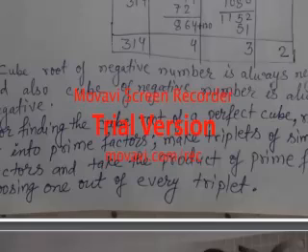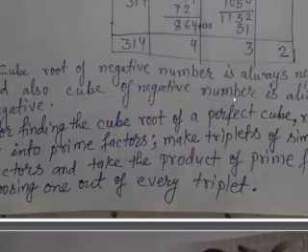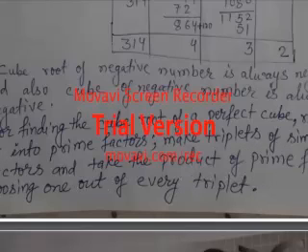Okay, if you will see over here, cube root of negative number is always negative, and also cube of negative number is always negative. That I have written: for finding the cube root of a perfect cube, resolve it into prime factors, make the triplets of similar factors, and take the prime factors, choosing one out of every triplet. Okay, I have said how to find the cube root, that also I had explained over here as a note.